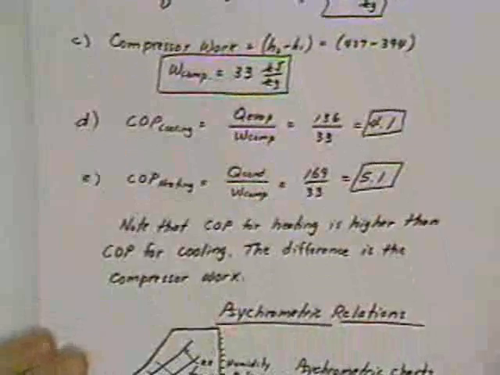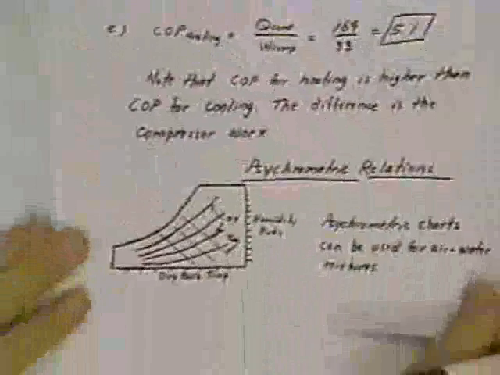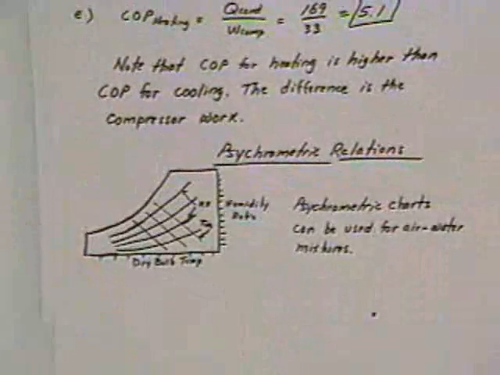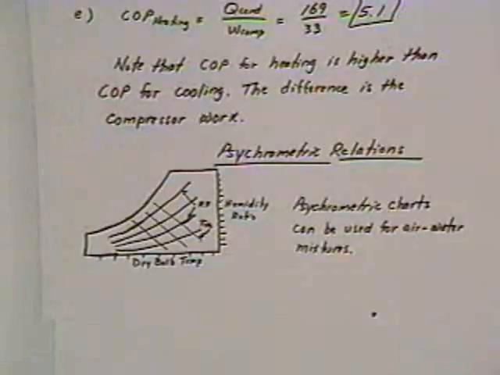All right, the next thing we want to do is talk about psychrometric relations. Psychrometric relations and psychrometric charts are important to you in working through air conditioning problems. If you've not had anything on psychrometrics before, this may be a completely new area to you. So I'm going to go through, for just a few minutes, what's on the psychrometric chart and how you would use it.